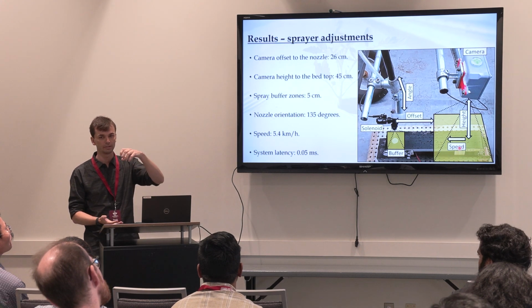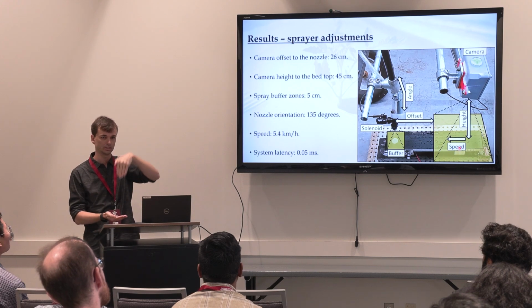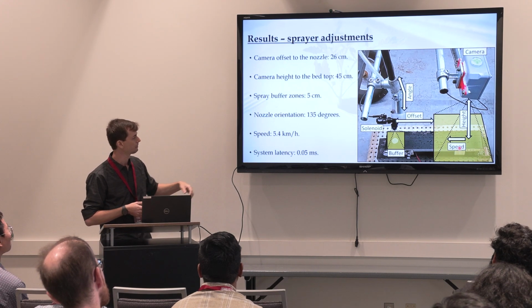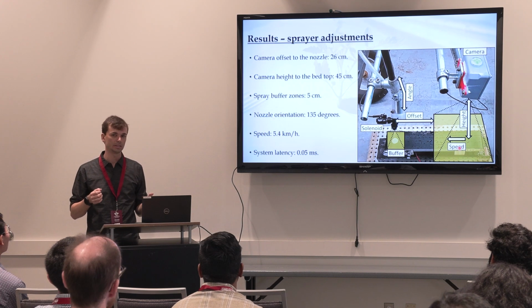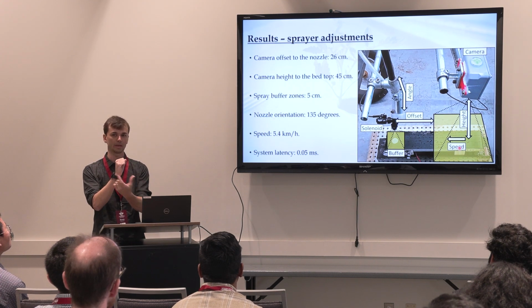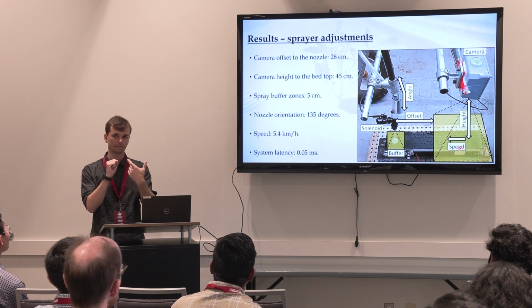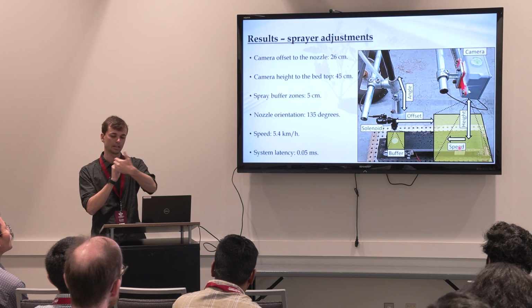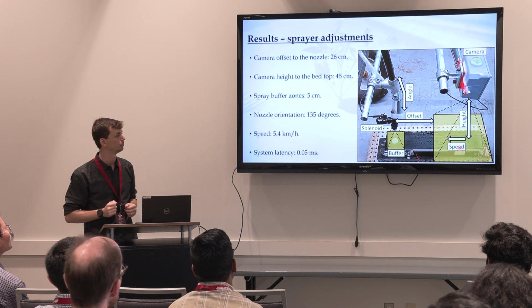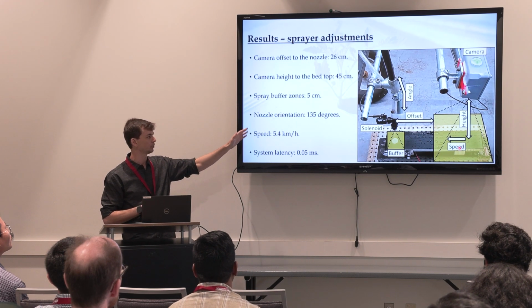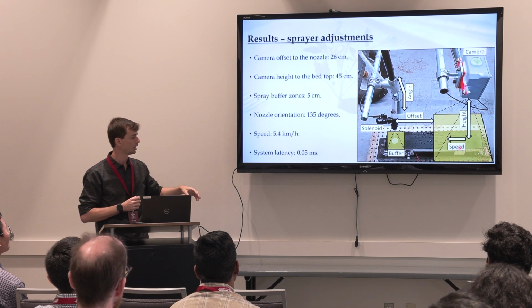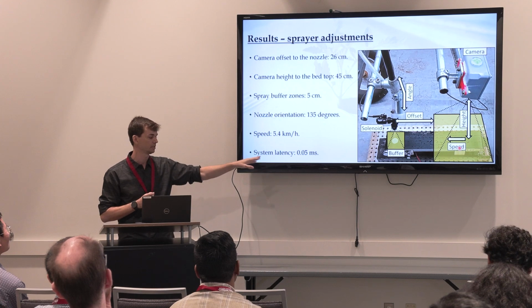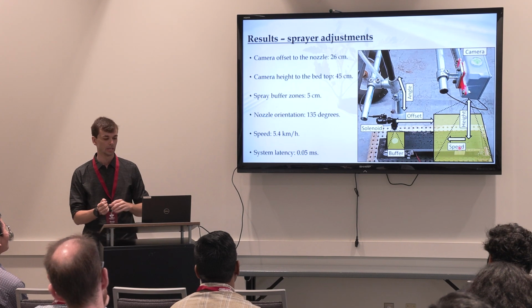Camera height is 45 centimeters because the camera is facing downwards to the target. Spray buffer zone is 5 centimeters, which means I have the detection here, and I am adding 5 centimeters forward and 5 centimeters backward, so I have a better chance to apply the product. Nozzle orientation is 135 because I am applying to the punch hole. Speed is 5 kilometers per hour. And the system latency is 0.05 milliseconds.